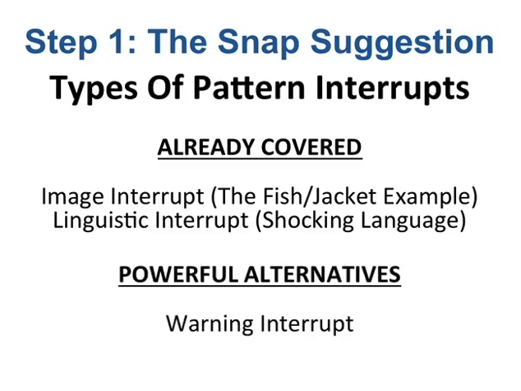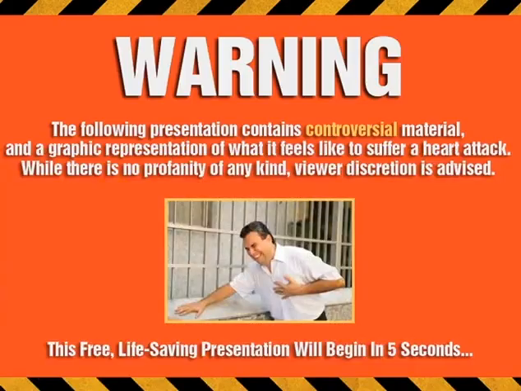The very first one is called a warning interrupt. I really like this one, and it's simple to do. I want to give you an example of what that looks like. This is what you would see on the first screen, and it would last maybe 7 or 8 seconds. And what I've seen done, and what I've done myself, is read this in a kind of deeper voice like I have, and you go into the warning.